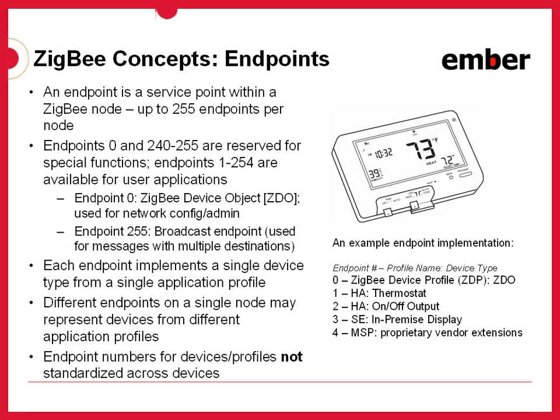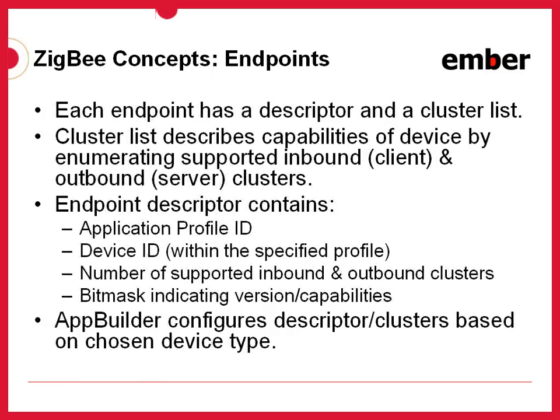However, because these endpoint numbers are not standardized other than the reserved endpoints, it means that there's some amount of service discovery that has to happen here. So typically, when a node enters a network, it needs to query devices to find out what endpoints they have and what services are implemented on those endpoints. So each endpoint, when you query it, comes back with a descriptor and a cluster list. The cluster list is the list of client clusters and server clusters supported on that device.